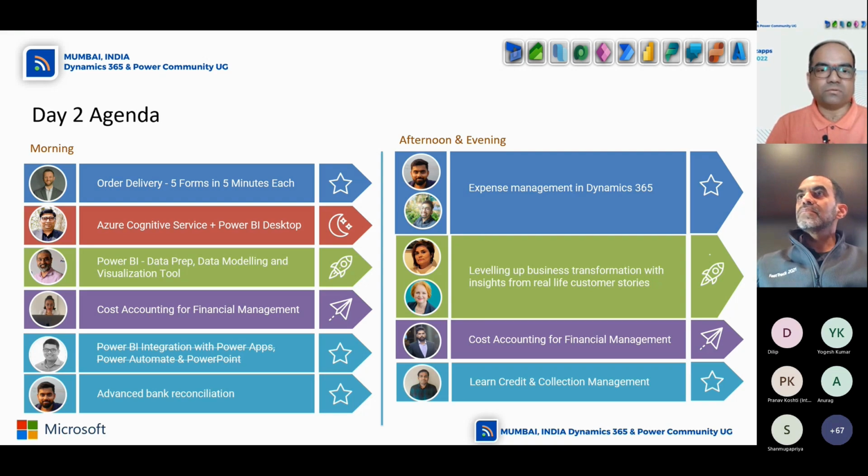And then in the afternoon, we have a bunch of good sessions lined up, especially Gil Walker and Lippy, who are going to focus on leveling of the business transformation, which is a core area nowadays in terms of digital transformation. That is going to be one of the best sessions, from Lippy and Gil. And then towards the end, we have Saurabh and Rupesh, who are going to help us on cost accounting and credit collection management.